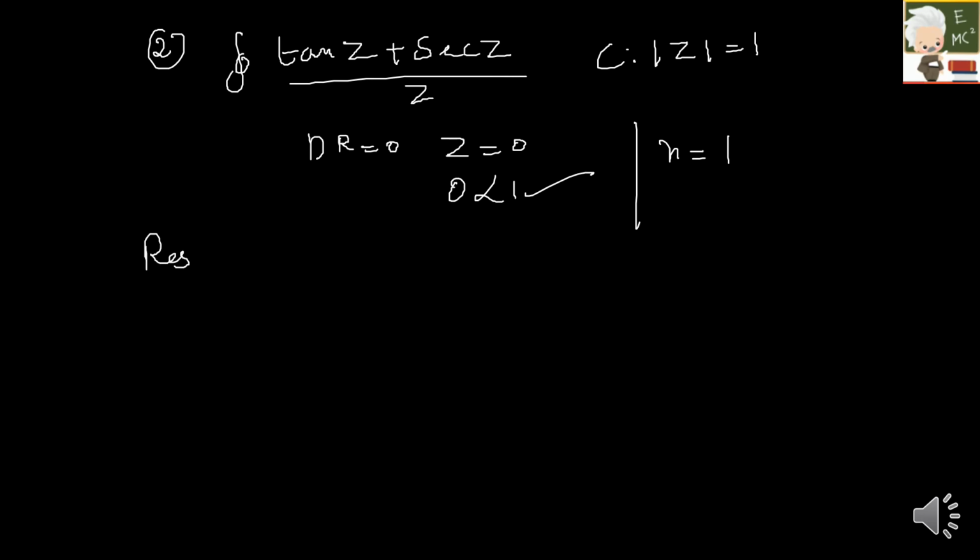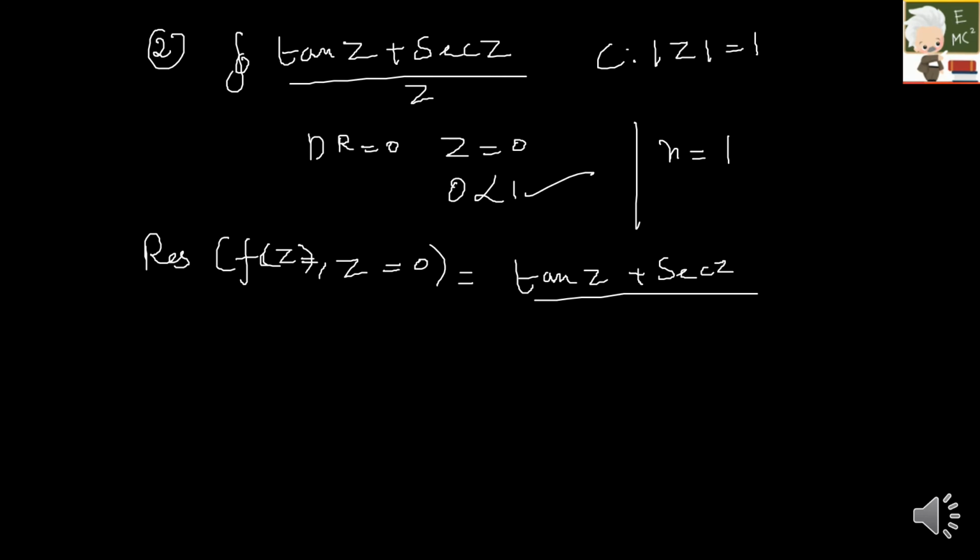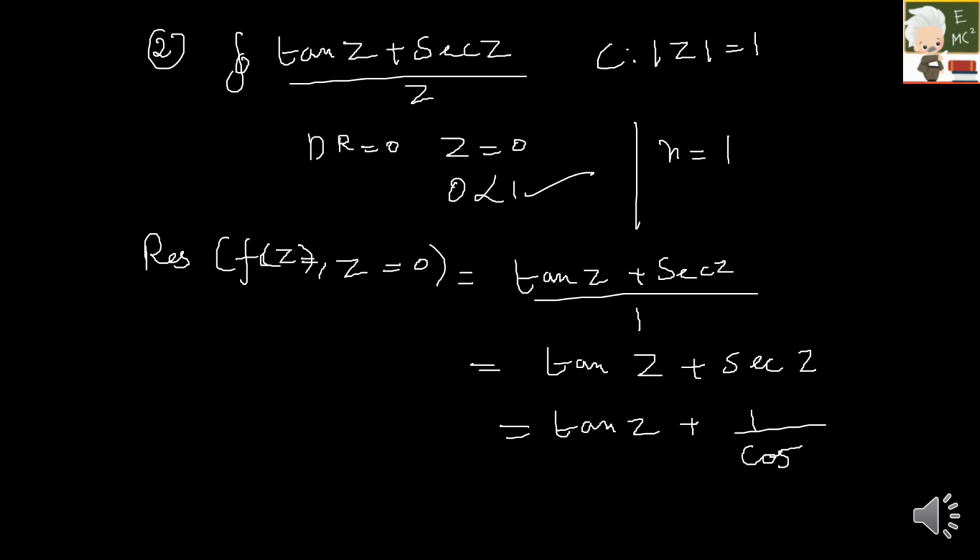So residue of f of z at z is equal to 0 is equal to, again it is a simple pole, I can apply my trick, which is numerator divided by differentiation of denominator, which is 1. So it would be tan z plus secant z. So I can rewrite this as tan z plus 1 by cos z. So I have to apply my limits, which would be tan 0 is 0 and then cos 0 is 1. So 1 by 1 it is 1. So finally my answer is 1.